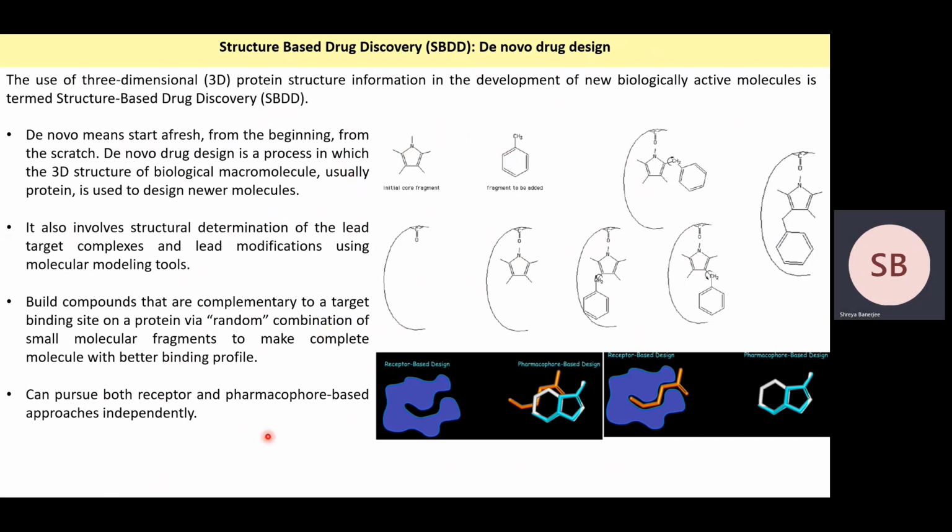Now, de novo drug design can pursue both receptor and pharmacophore based approaches independently. In receptor based design, what happens is that based on the binding site of the receptor, the fragments are put together to design a possible ligand. And in pharmacophore based design, what happens is that based on the pharmacophore features, that is, say, an aromatic ring is needed in this position, the possible ligand is designed.